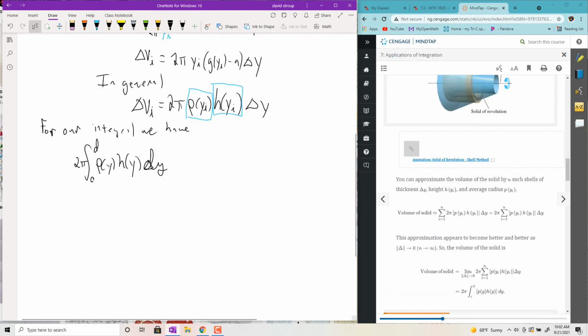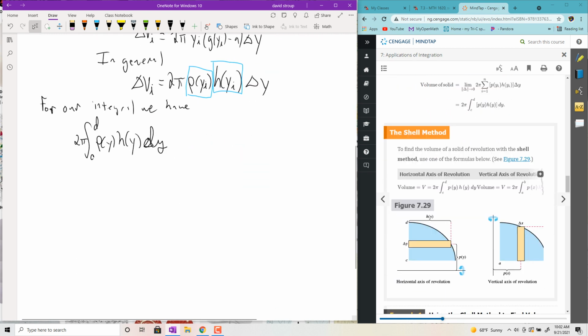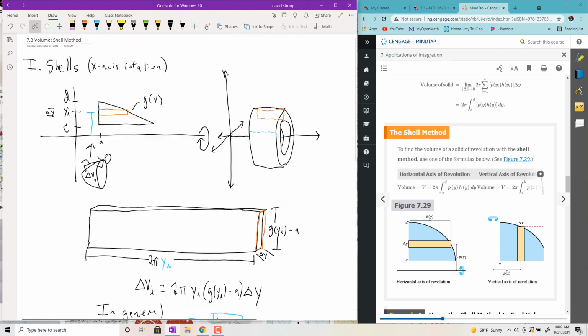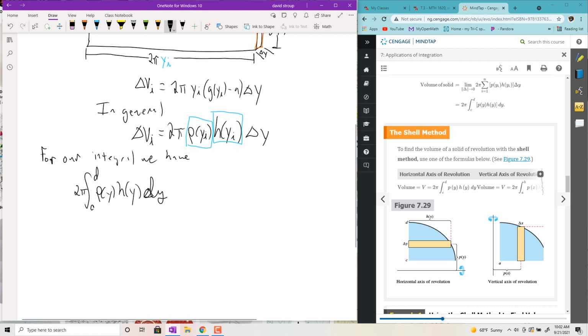So that's the idea. That's the formula for us. There's vertical and horizontal axis of rotation. So this was around the x-axis, but you could also do rotations about the y-axis. So if you have some figure like this, rotating around in that direction, your rectangles will look like this.